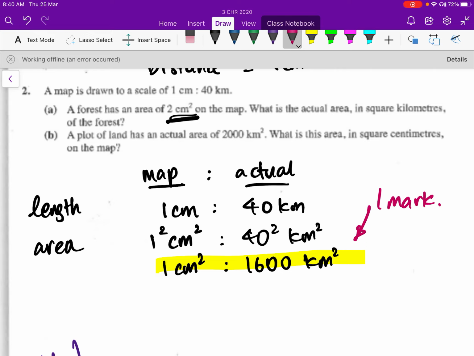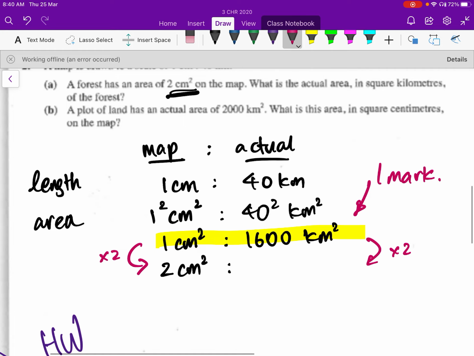So now they tell us area of 2 square centimeters on a map, 2 square centimeters. So to go from 1 to 2, multiply by 2. Multiply by 2. So the actual area will be 3,200 square kilometers. Actual.